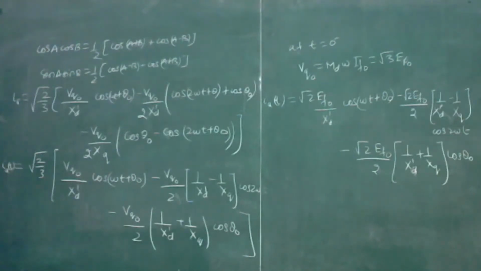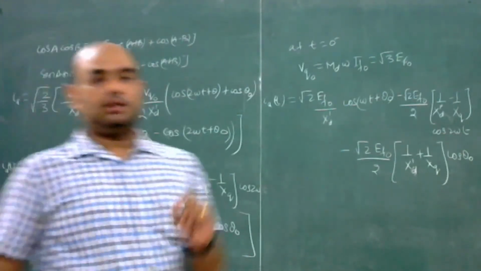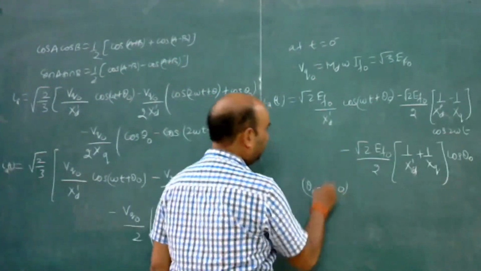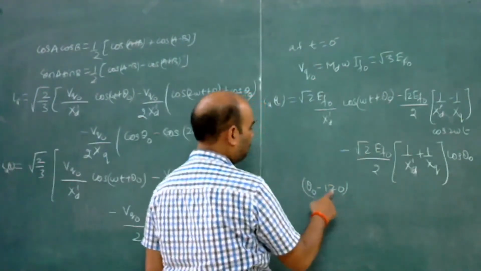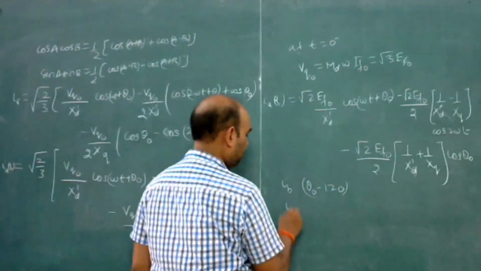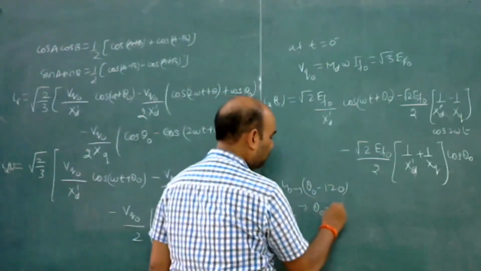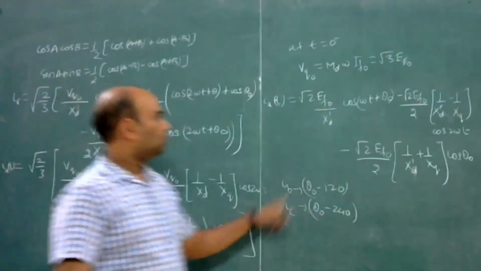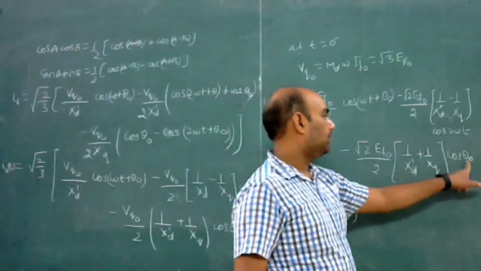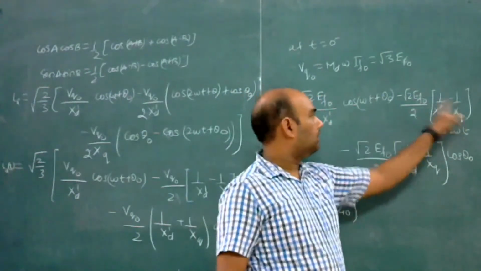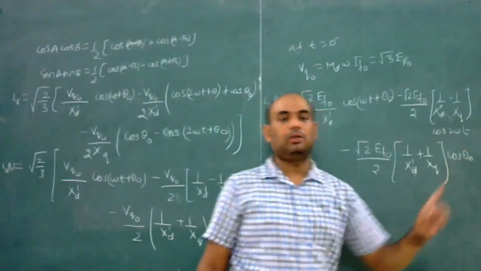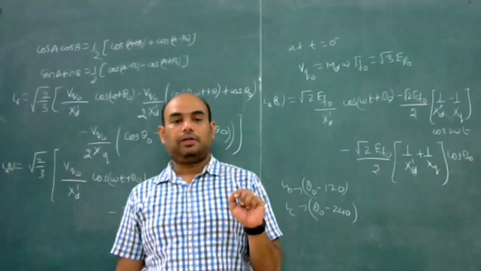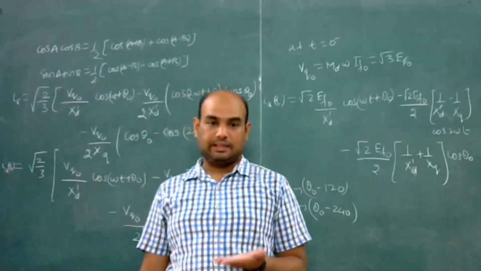The currents IB and IC can be obtained by replacing theta. So if you replace theta naught by theta naught minus 120 degrees, you will get IB, and if you replace it by theta naught minus 240 degrees, that gives you the IC current. Okay, so this is the equation of the phase current IA.